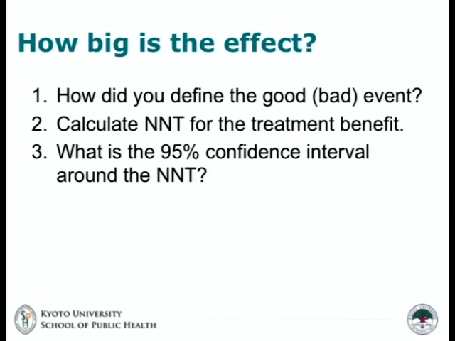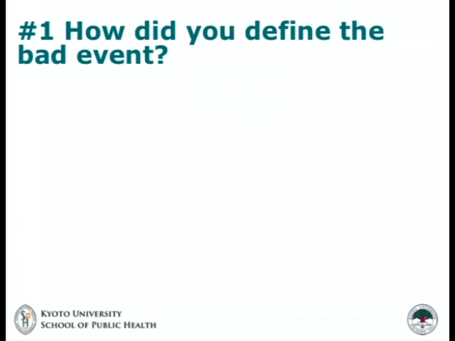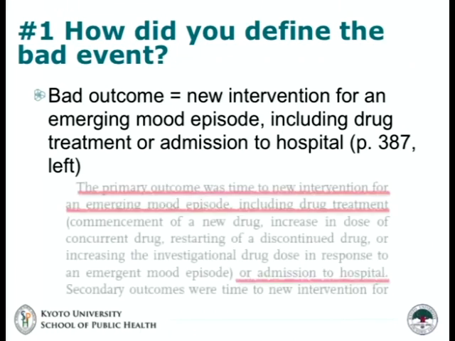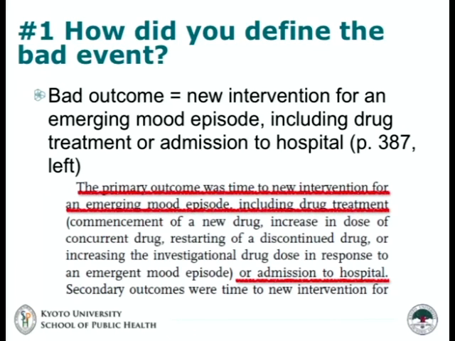There are 3 steps to follow for quantifying the treatment effect. First, how did you define the bad or good event that you are interested in? In the BALANCE study, the bad outcome was defined as new intervention for an emerging mood episode, including drug treatment or admission to hospital.